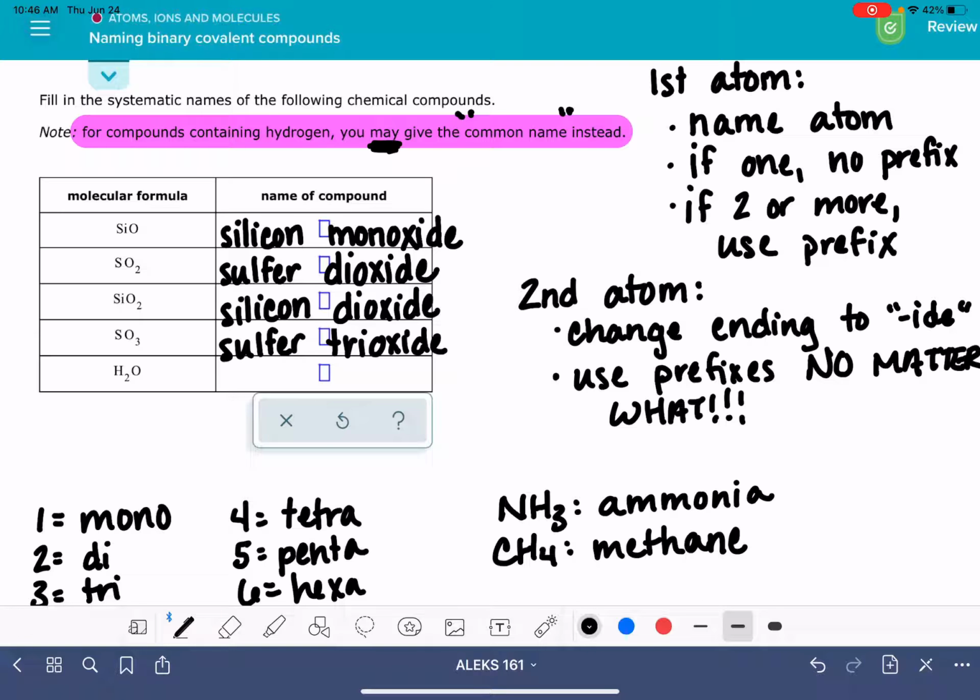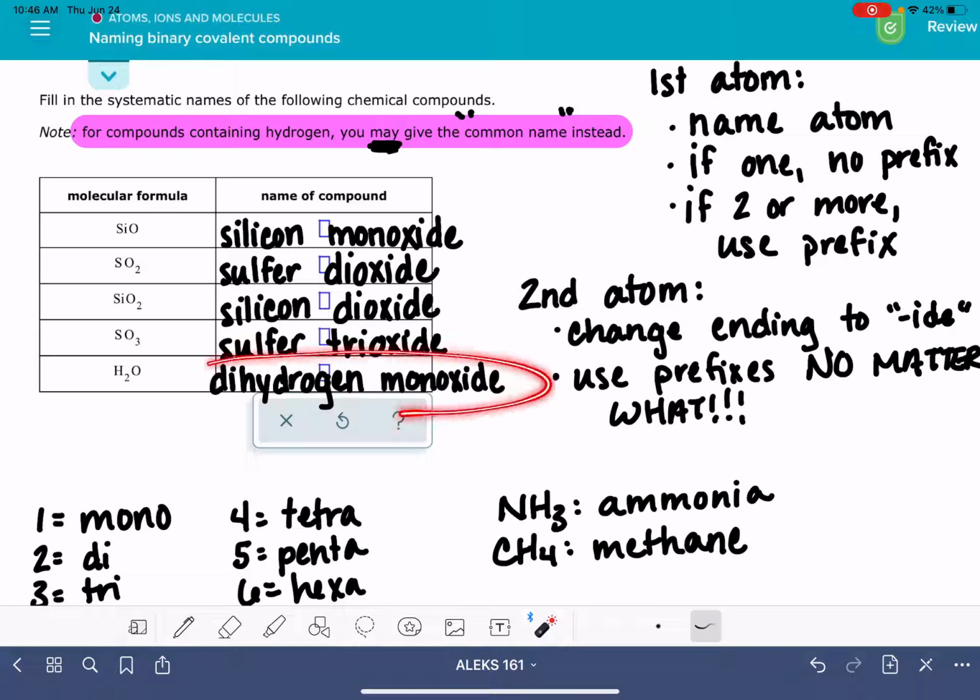You can name it following these systematic rules. Let's just do that. For the first atom, we're going to name the atom. If there's 2 or more, use the prefixes. So that means that because there's 2, we would say dihydrogen, and then we'll follow that up with monoxide. And in my experience with this problem, if you do this, ALEKS isn't going to mark it wrong, but it's going to tell you that it doesn't want you to do that anymore, which is kind of stressful.